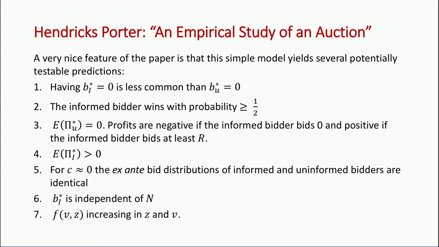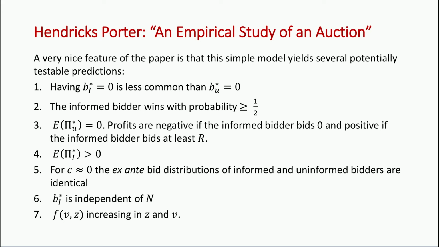The uninformed bidders are earning zero profits because they're mixing, and they're mixing with zero in the equilibrium support, so sometimes they do bid zero. And so profits are zero in expectation. In the bad news case where they bid something and the informed bidder bids zero, then their profits are negative. And in the good news case where the informed bidder bids at least R, then their profits are positive in expectation because they have zero expected profits. In the bad news case, they get negative profits. They must get positive profits in the good news case. Okay. The incumbent earns positive profits.